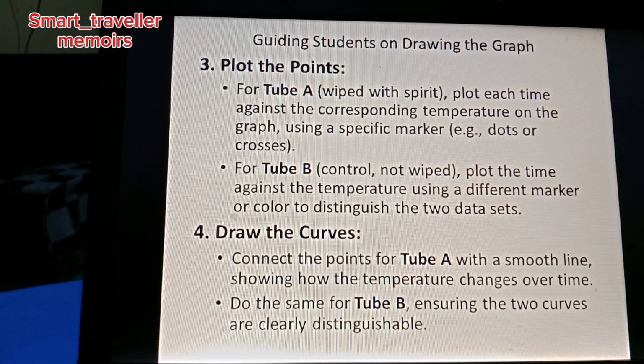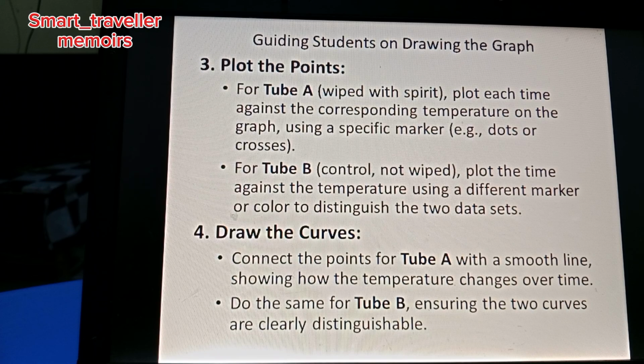Number 3, plot the points. For tube A, wiped with the spirit, plot each time against the corresponding temperature on the graph using a specific marker, e.g. dots or crosses. But as I told you the other time, I prefer crosses because they are more accurate.